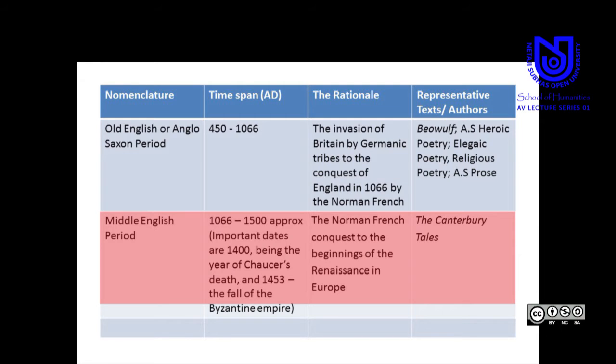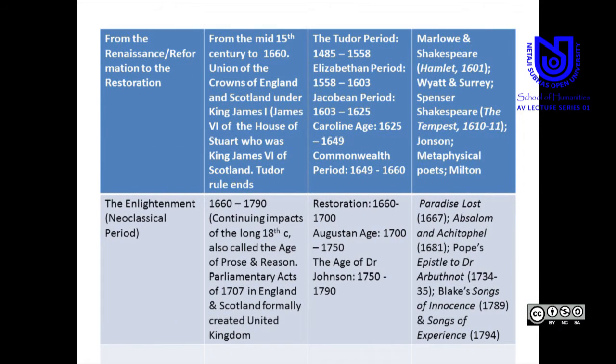The second phase that we talk of would be 1066 to 1500 AD, where the important dates would be 1400, being the year of Chaucer's death, and 1453, which was the fall of the Byzantine Empire to the Ottoman Turks, and thereby the historical beginnings of what we know as the Renaissance. The next period that we have is a pretty longish one, where we are talking from the Renaissance, the resultant Reformation as a religio-cultural movement, till the Restoration.